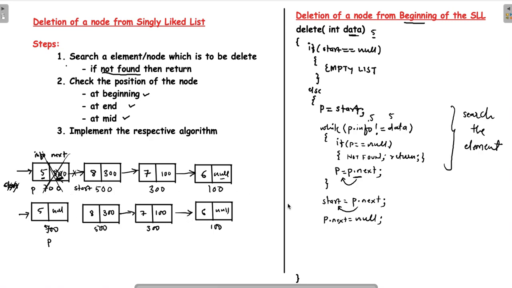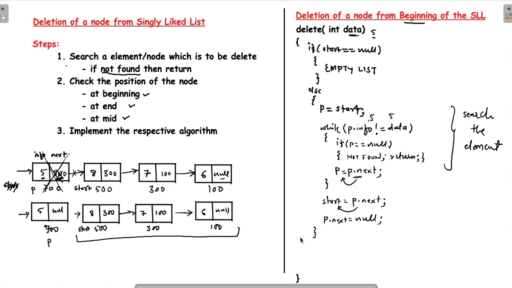So as per our logic, P of next is copied into start. So P's next, that is 500, we copied into start. So this becomes our starting point. And P of next is null. Now this node is completely detached and this is your new list. So we have successfully deleted a node from the beginning of the list. So this else has to be closed here.